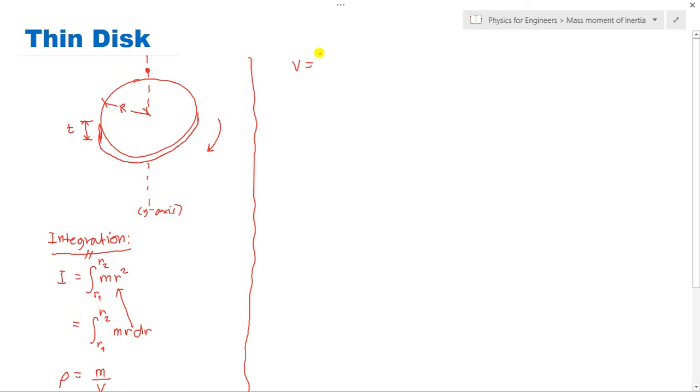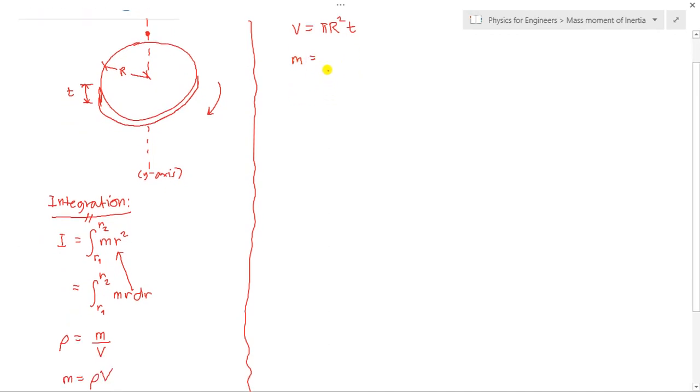Okay, so the formula for the volume of a cylinder is pi r squared, right? So pi, then our r here is capital R squared, multiplied by the height, which is the thickness, so pi R squared t. Therefore our mass is equal to density times the volume, which is pi R squared t.